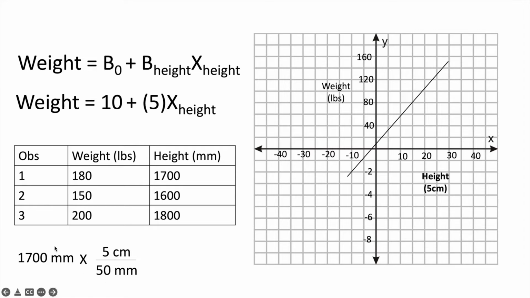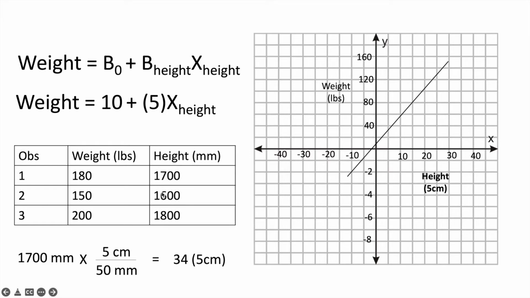So that'll come out to 1, and that's just a trick you can do to change the units of whatever you're looking at. So basically, we're just dividing by 50 millimeters, and we have 34 units of 5 centimeters, so 34 5 centimeter units.